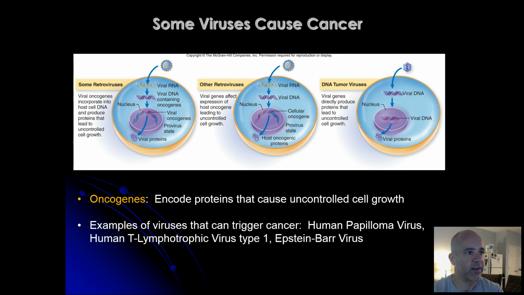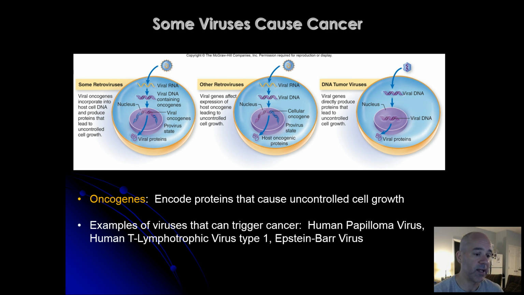Another last little interesting thing about viruses, there are viruses that cause cancer, and they do that by either bringing in a gene into the host cell that's called an oncogene. Like an oncologist is a cancer doctor. An oncogene is one that when it's expressed, it triggers uncontrolled cell growth to happen. So it's a cancer gene, because when a cell starts dividing in an out of control manner, that cell can become cancerous.